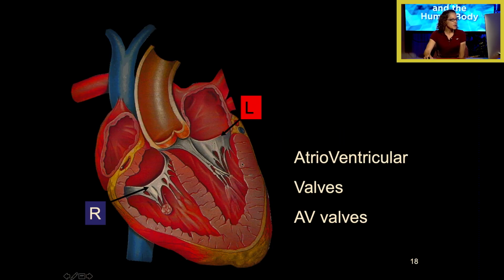Here we can see the atrioventricular valves. There is a right AV valve and a left AV valve. The valves ensure that the blood flows in only one direction, from the atria to the ventricles, hence the word atrioventricular. These prevent the blood from returning to the atria when the ventricles contract.